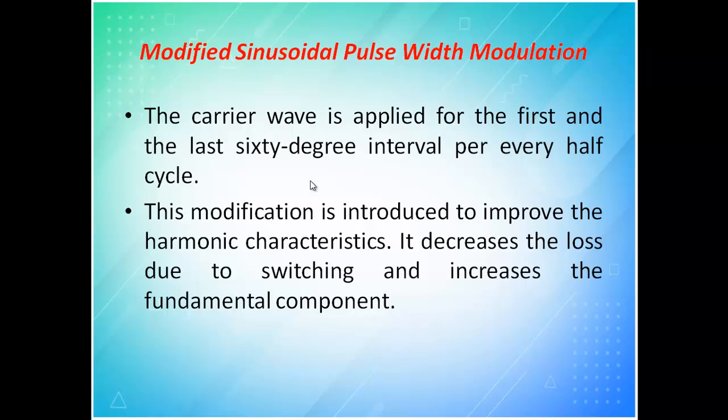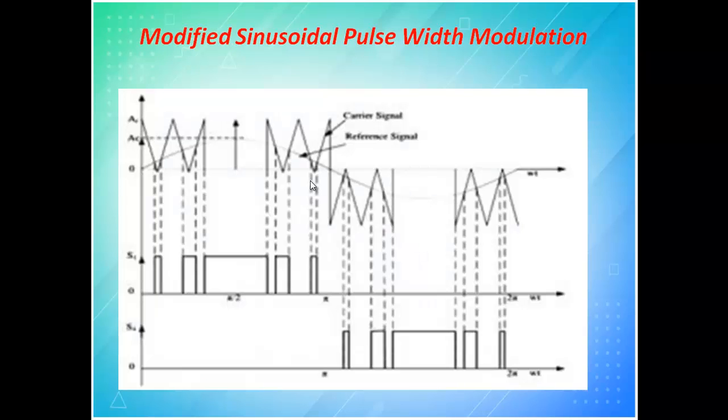The carrier wave is applied for the first and the last 60-degree interval per every cycle. So that sine wave I am going to give only for 0 to 60 degrees as well as the last 60 degrees. The in-between values I am not going to give as a sine, rather I will give as a square. So that is called the modified Sine PWM technique.